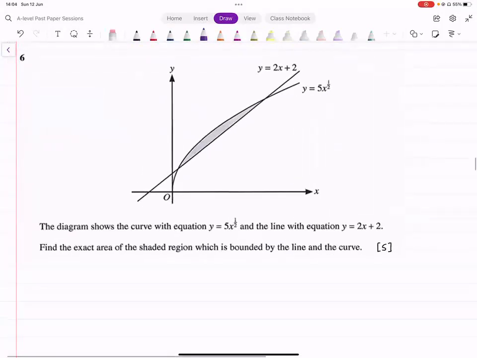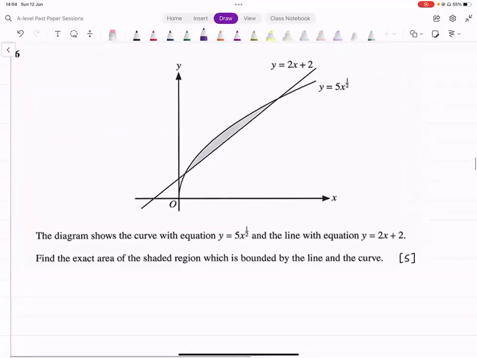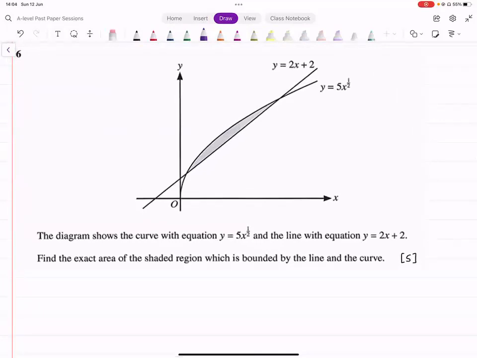Next, we've got question number 6 here. The diagram shows the curve with equation y equals 5x raised to power 1/2, and the line with equation y equals 2x plus 2. All right, so we've got these two graphs. It says find the exact area of the shaded region, which is bounded by the line and the curve. So this is basically the shaded region, this region here. We've got to find the area of the shaded region.